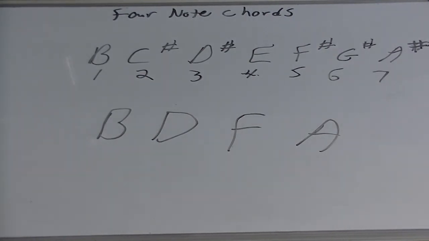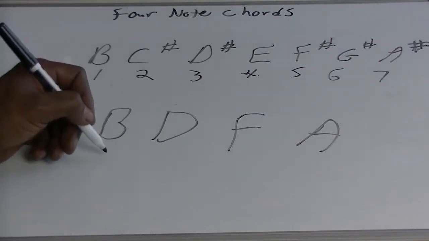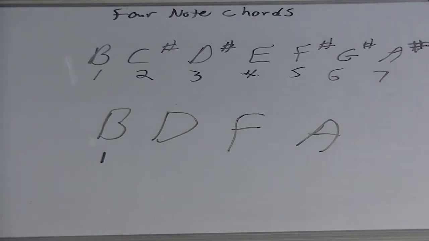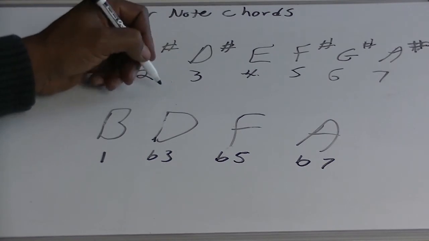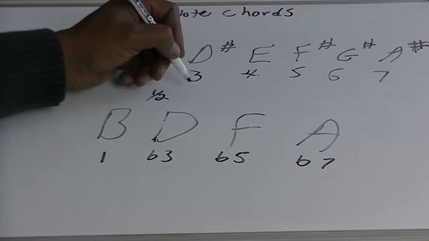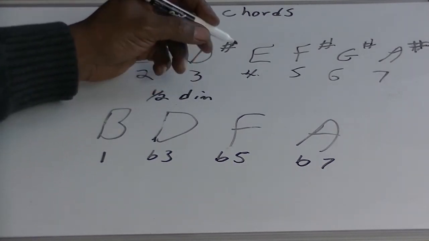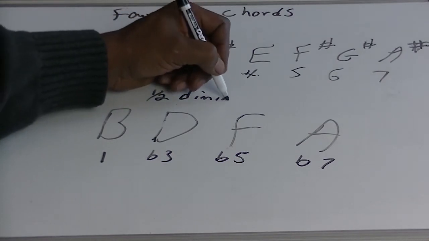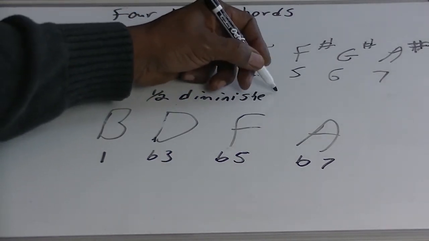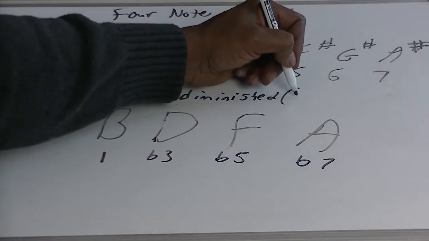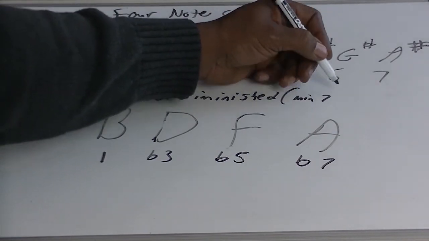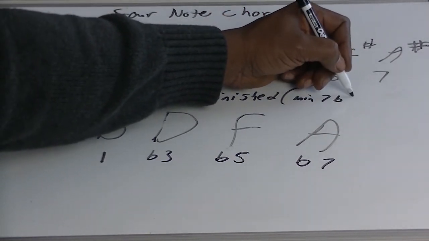Let's start with the B, which is the root note. We know that is represented by the number 1. So this establishes our formula for a half diminished chord. And this chord also has another name, and that is the minor 7 flat 5 chord.